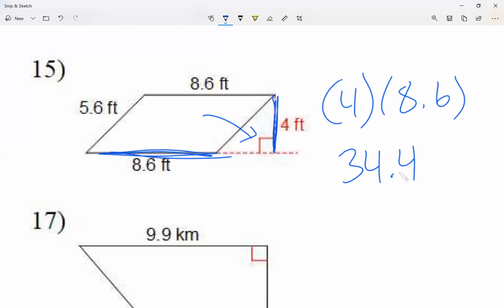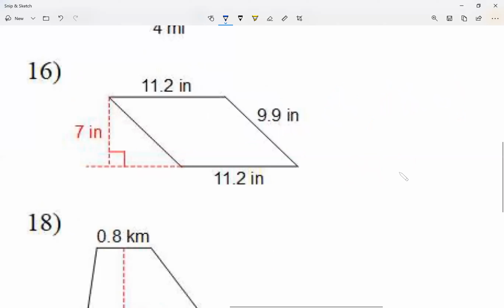We learned this week that parallelograms, we're gonna treat them like a rectangle. In a rectangle, look for a 90-degree corner and multiply the two numbers that meet at that corner. Same thing with a parallelogram. Let's take a look at question number 16.